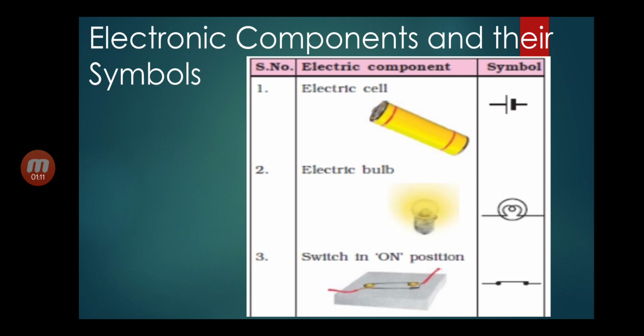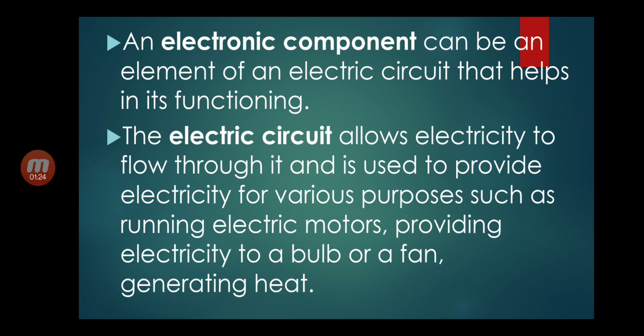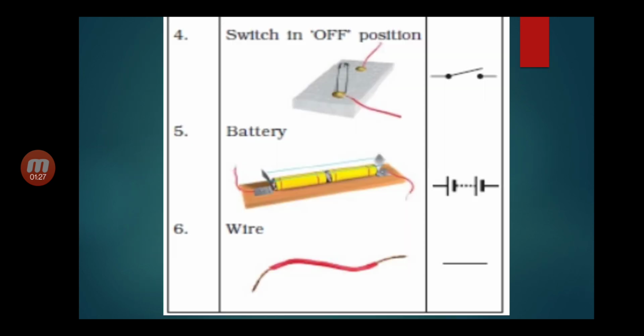The wires used to connect the various components in a circuit are represented by lines. In the table, a battery and its symbol are also shown. What is a battery? We connect two or more cells together. Notice that the positive terminal of one cell is connected to the negative terminal of the next cell. Such a combination of two or more cells is called a battery.